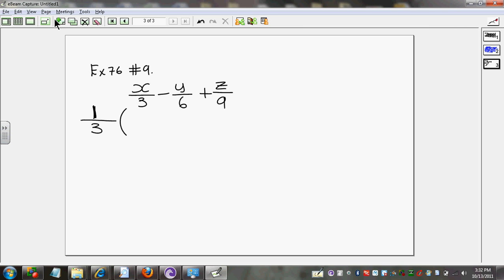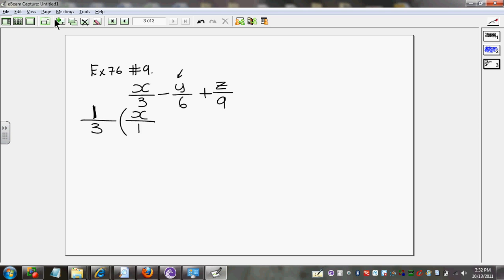Now, if you take 1 out of x, which means divide x by 1, because we're focusing on the numerators now, we say x divided by 1 is x, right? Over, then you say 3 divided by 3 is 1. Then you go to the next term, which is minus y over 6.